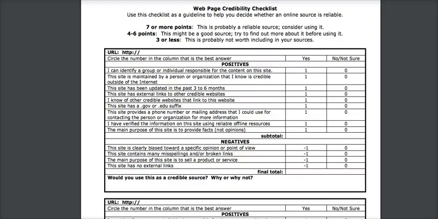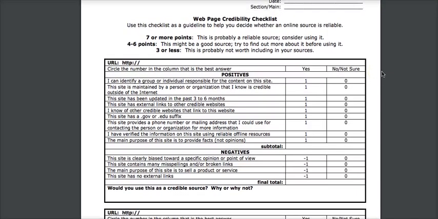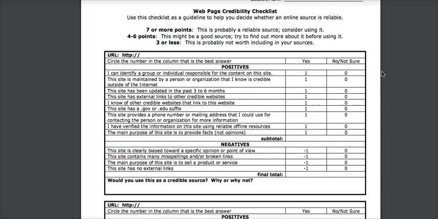The last thing I want to show you is this. This is a web page credibility checklist that we found on UW-Madison's website. And really what it is different criteria that you're going to look at and see if your websites that you found on your own meet these certain criteria. You're looking for something that has 7 or more points to make sure that it's reliable enough for you to use it in your project.